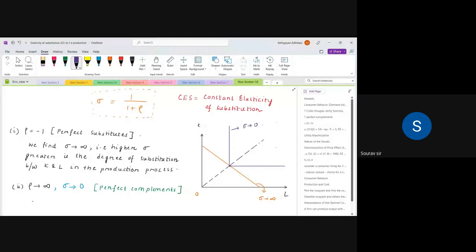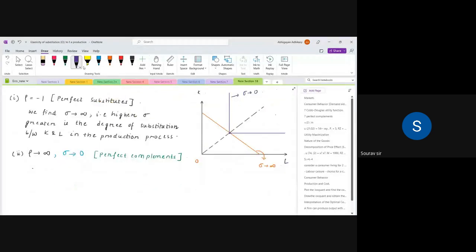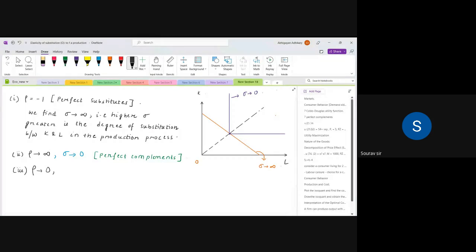And the case that we have already seen in the last class, if my rho tends to 0, then what will happen? Yes, sigma will tend to 1 and we have seen it in both ways. Production function solve करके भी देख चुके, rho tends to 0 मतलब production function, and elasticity check करके भी देख चुके, it is the production function of Cobb-Douglas. So this is Cobb-Douglas.